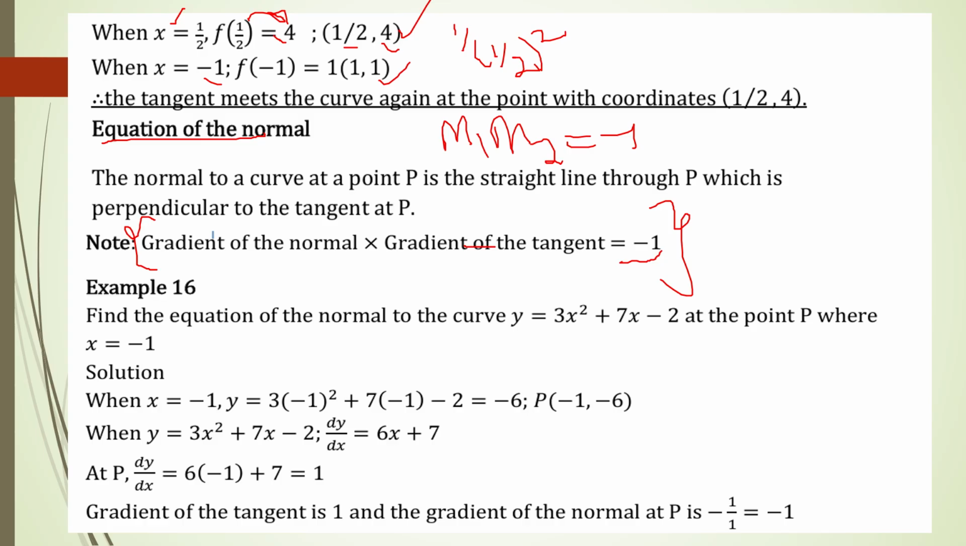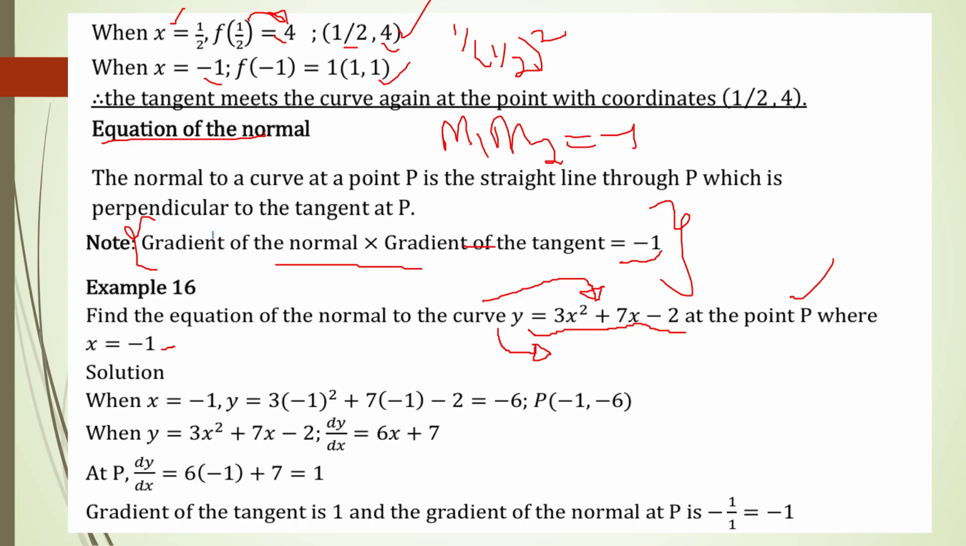So example 1: provide the equation of the normal to the curve y equal to 3x squared plus 7x minus 2 at the point P, where x is equal to -1. You are supposed to first find the gradient of the tangent to this curve, because the curve and the tangent have the same gradient. So we are going to use this curve to get the gradient of the tangent, and then we use this formula to get the gradient of the normal. Then later we get the equation.